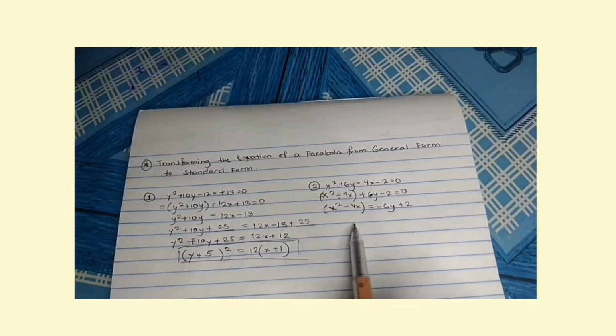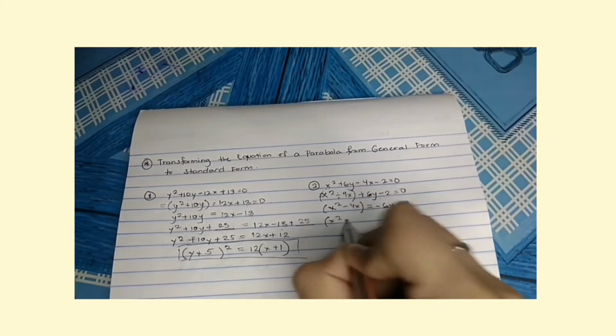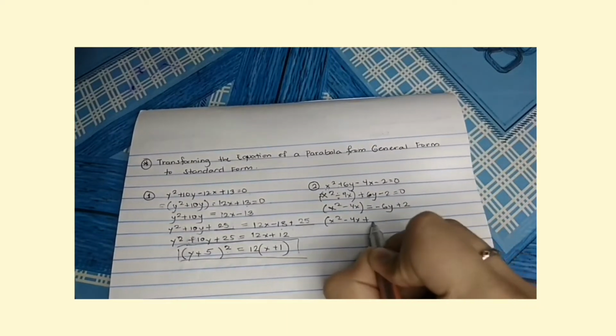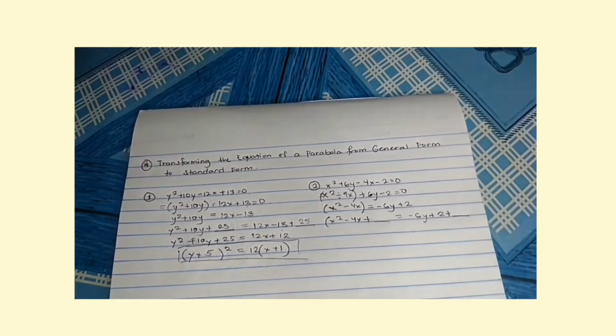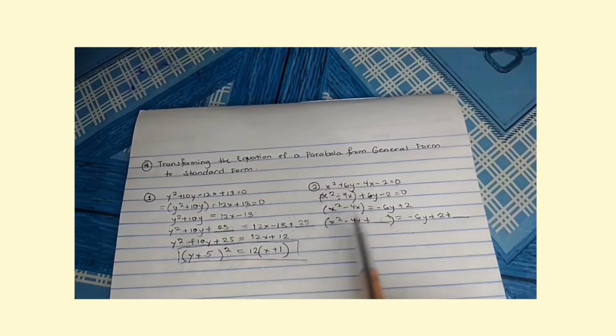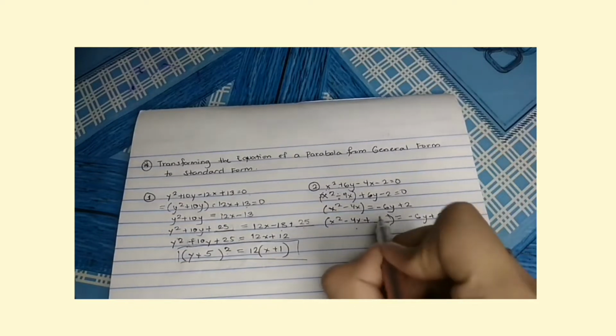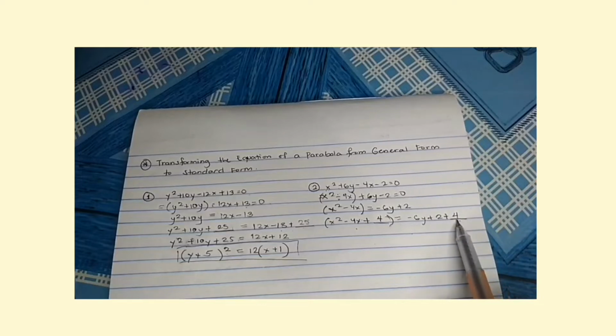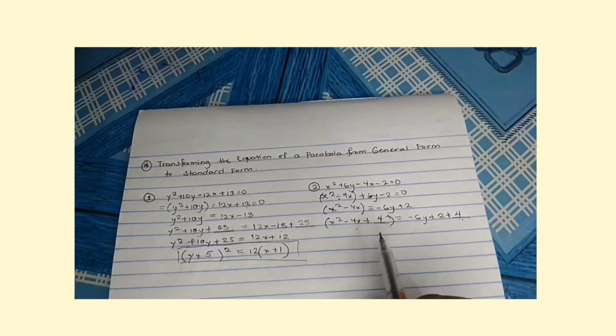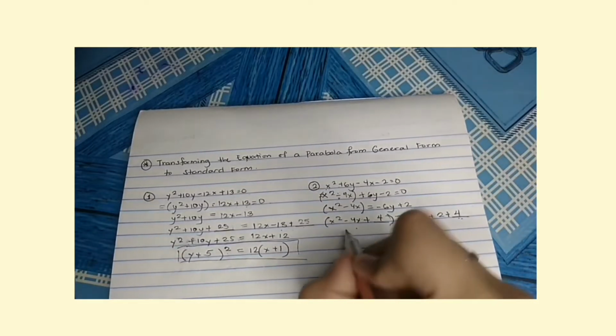Next is to create a perfect square. 4 divided by 2 is 2. 2 squared is 4. So we will also write it to the right side. Then the next step is to simplify.